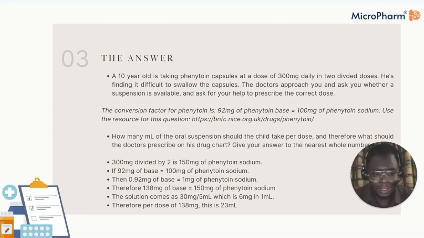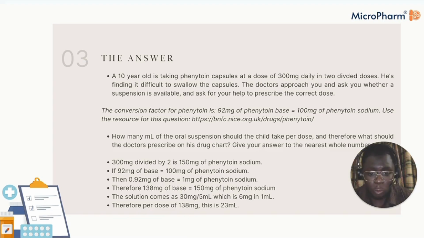Now, the reason I did that was so I could figure out what dose of base is equal to 150 milligrams of phenytoin sodium, which is 138 milligrams when I times both sides by 150. The solution encompasses 30 milligrams in 5 mL, which is 6 milligrams in 1 mL. Therefore, 138 milligrams is equal to 23 mL.